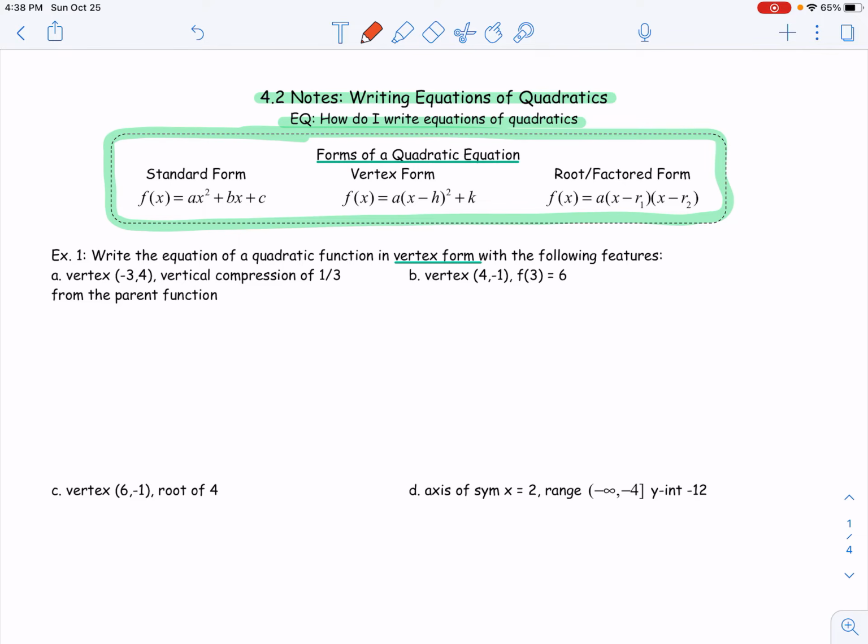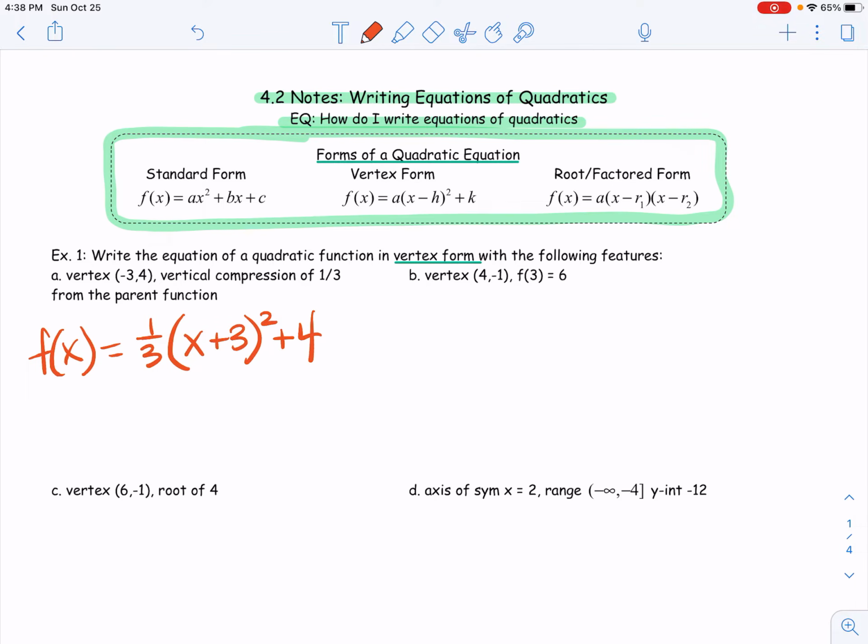We also have a vertical compression of 1/3 from the parent function. So again, we know that our vertical compression of 1/3 is the a value. So this one is really easy. We have this function f of x, which has an a value of 1/3. It's been shifted to the left 3, and it's been shifted up 4. And that is it, guys. This is really easy. It gave us everything we wanted to know: shift left, shift up, compression of 1/3.